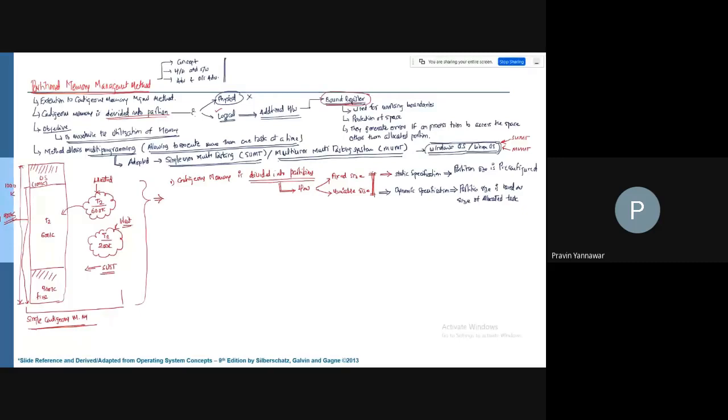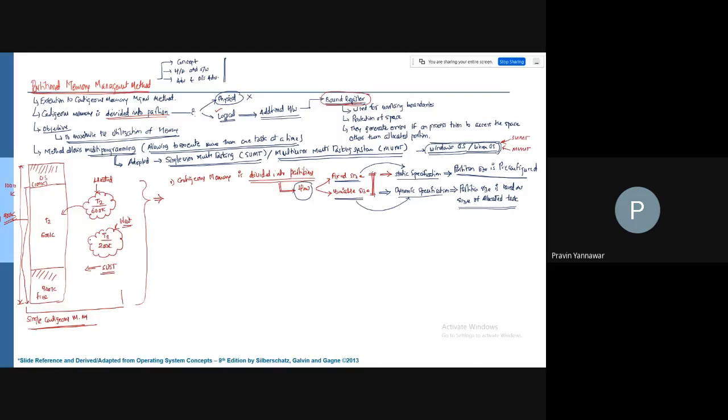Okay, so what if the contiguous memory is divided into partitions? The obvious question is how. Then we have two methods: fixed size, variable size. In case of fixed size, we are going with static specification. If it is variable size, we are going with a dynamic specification, right? Static specification stands for partition size is pre-configured here. When it is pre-configured, what exactly does it mean? Then here partition size is based on size of the allocated task. So these two methods we are going to see now in more detail.